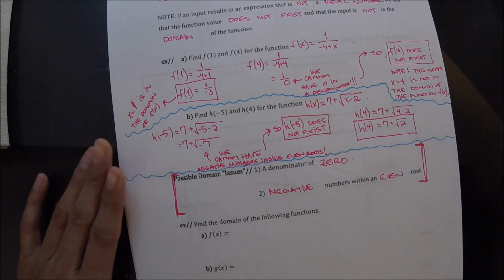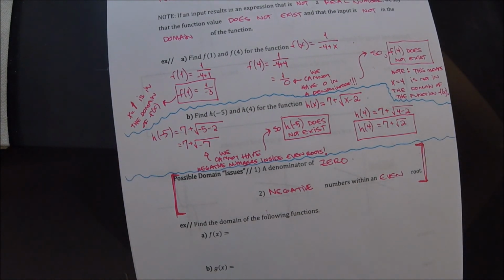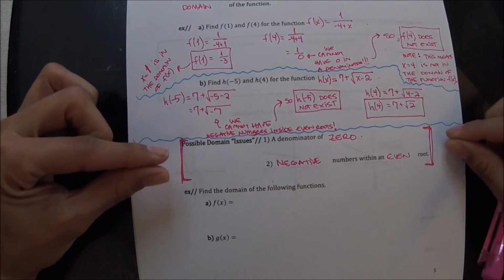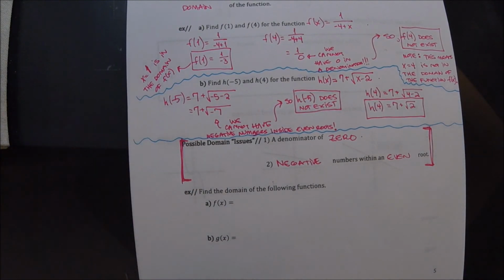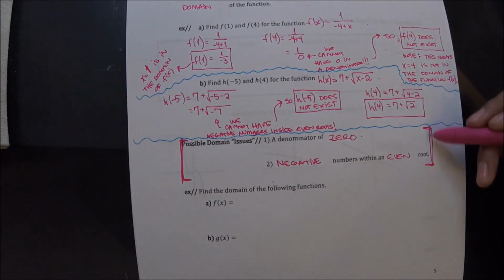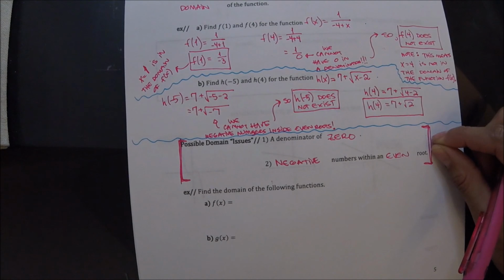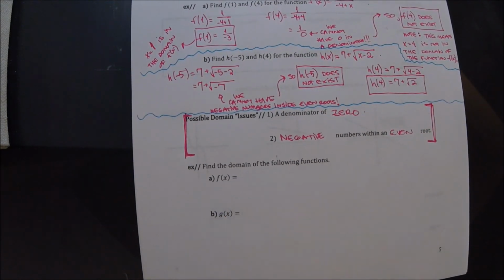Domain is a very big concept in this class. This is something that you absolutely need to be able to rattle off if you're ever asked, what are the possible domain issues we can have in a function? And you say, first, we can't have denominators of 0, and second, we can't have negative numbers within an even root. So make sure you definitely understand these two facts. And we're going to use these two facts to find domains of functions.